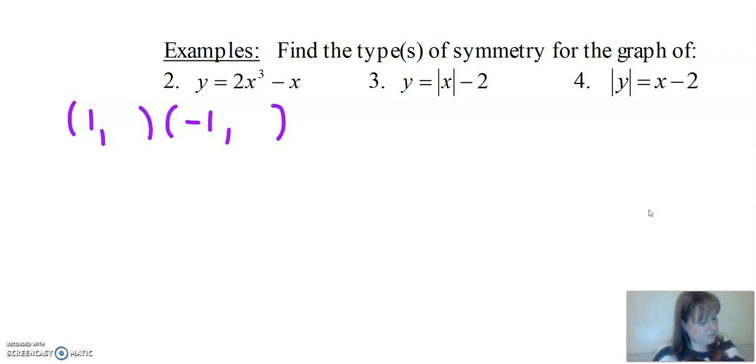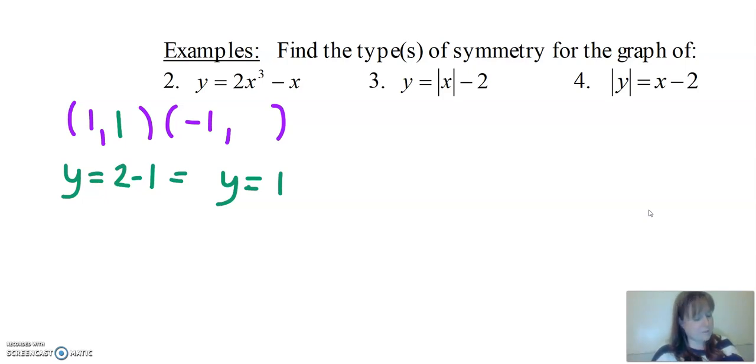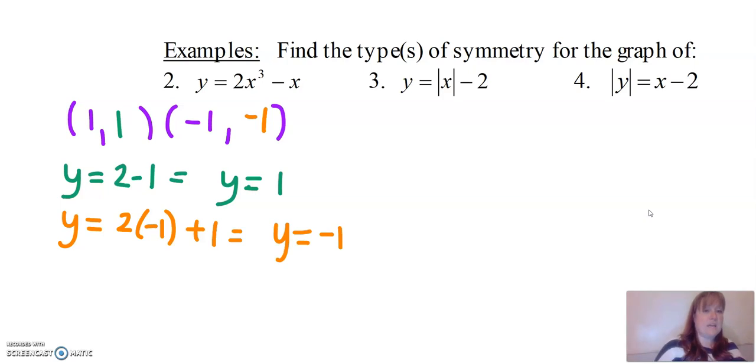When I put in 1, I get y equals 2 minus 1, which says y equals 1. So when I put in 1, I get out 1. Now let's put in -1. y equals 2 times -1 plus 1. So I get -2 plus 1, which is -1. So when I put in -1, I get out -1. Okay, so what did this tell me? I didn't get the same number, so it's not even and it doesn't have y-axis symmetry. I got the opposite number, which means I have origin symmetry. Okay, so this one has origin symmetry.